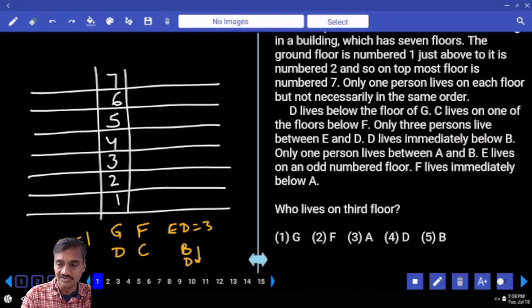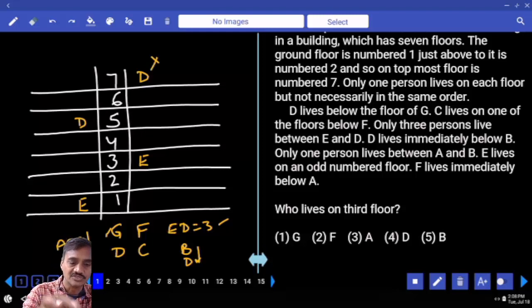And next one, E lives on an odd number floor. Shall we start with this one? E can be on the first floor, or E can be on the third floor. Now if E is set, in between E and D how many persons are there? There are 3 people: 1, 2, 3, D is here. In this case, D must be on the top floor. But D cannot be on the top floor because G is above this one. Hence this case is ruled out.